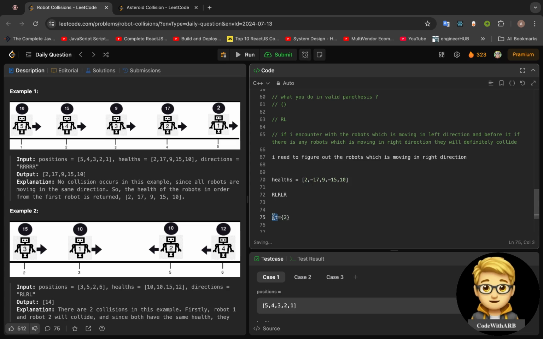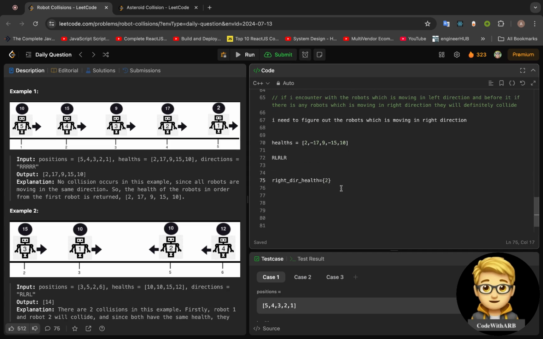Let's put this in a stack, or take a vector, whatever you want. Right direction robots, right direction health. So 2 is here. When we encounter a left value, which is moving left, it means it will definitely collide if I have a right direction. So I have a 2. This 17 is greater than this 2. It means this 2 will definitely be removed. But this 17 will decrease by one value, so it will decrease to 16. Don't see this negative, this is just for direction.